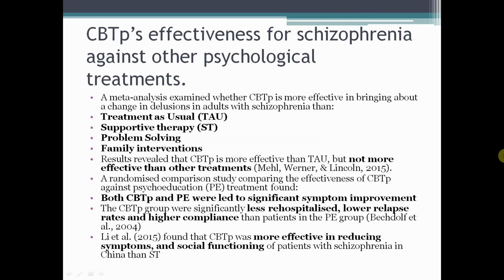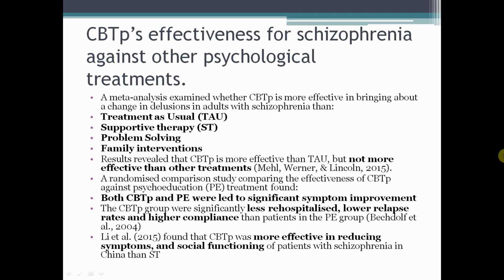about change in delusions. A randomized comparison study comparing the effectiveness of CBTP against psychoeducational treatment for patients with schizophrenia found similar results. Both CBTP and PE led to significant symptom improvement post-treatment and at follow-up. However, patients in CBTP groups were significantly less rehospitalized, demonstrated a lower relapse rate and higher compliance than patients in the PE group.